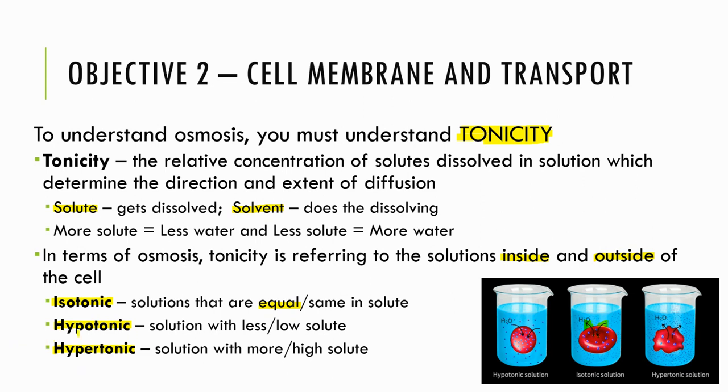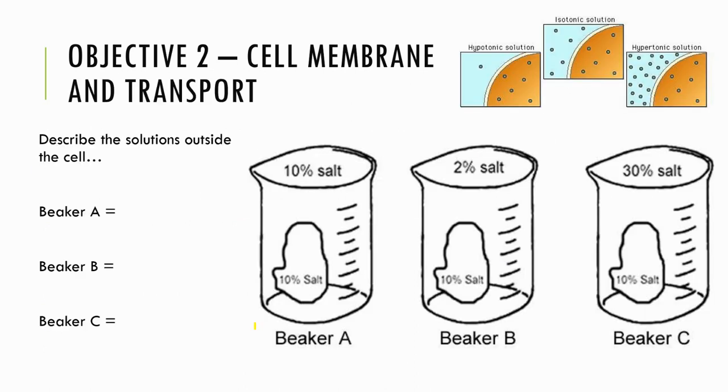Now, these other two terms go together, okay? When we have the cell and the surroundings, if one of them is hypotonic, the other one is hypertonic. Hypo means lower or less solute, and hyper means more or high solute. And so if the cell is hypotonic, that means the surroundings are hypertonic. And anytime there's a difference in solute, water is going to move from wherever there is more water to wherever there is less water.